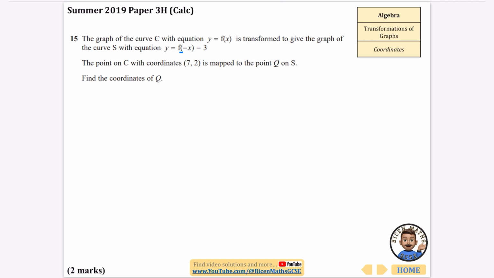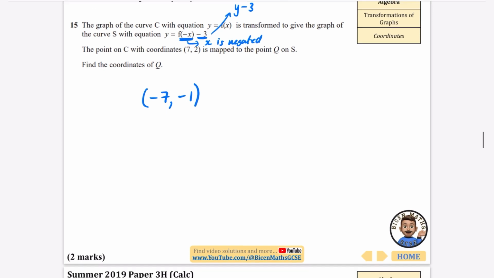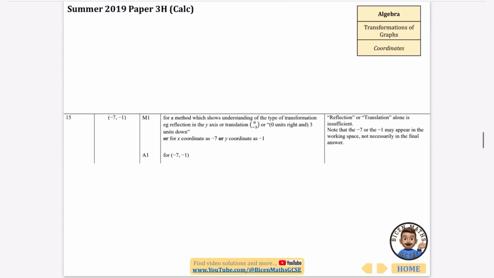So first of all, this thing here means that the x coordinate is negated, or becomes negative. And the fact that there is a minus 3 at the end means that y is going to have 3 subtracted from it. Anything that's inside the brackets is to do with x, anything that's outside the brackets is to do with y. So the x coordinate becomes negated, so it's minus 7, and the y coordinate is going to be 2 minus 3, because 2 is the current y coordinate, and so we get minus 7, minus 1. So pretty easy for this first one here.